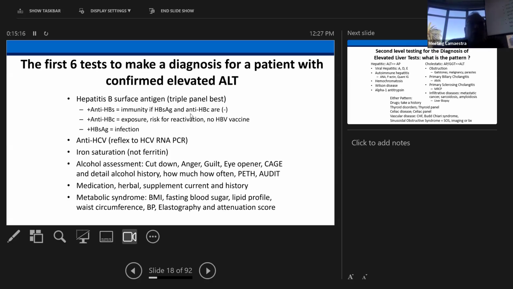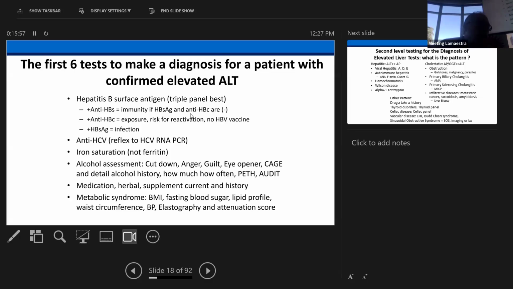I mentioned the hepatitis B triple panel: surface antibody, core antibody, surface antigen. Hepatitis B surface antibody means immunity only if core antibody is negative. Core antibody equals exposure. So once you've been exposed to hepatitis B, you have hepatitis B in your body the rest of your life. Even if surface antigen goes negative, meaning the infection is suppressed or controlled, as long as they're core antibody positive, they have a sleeping virus in their liver.